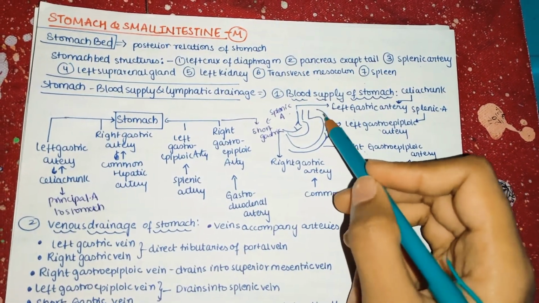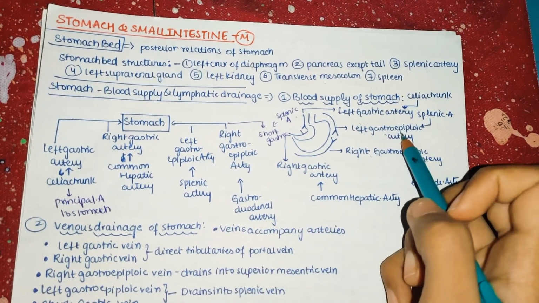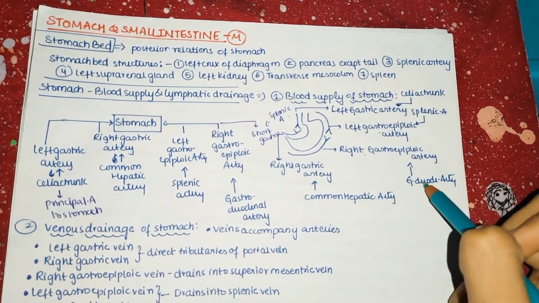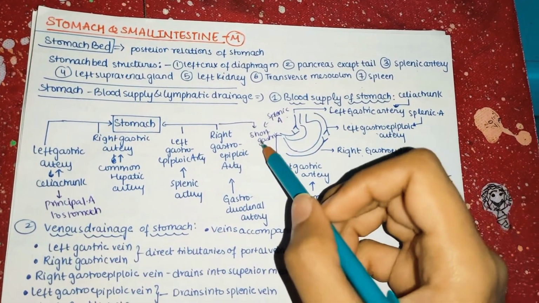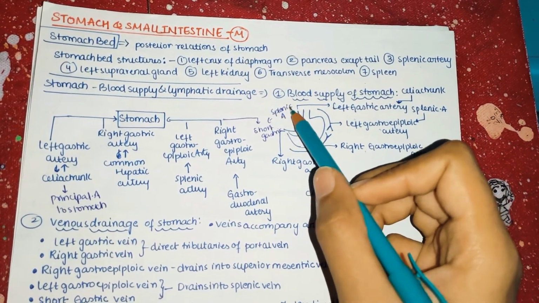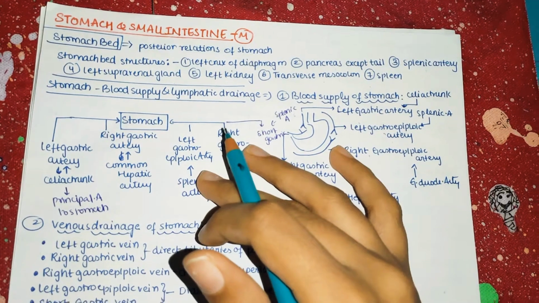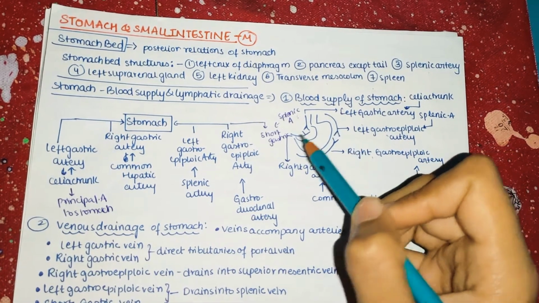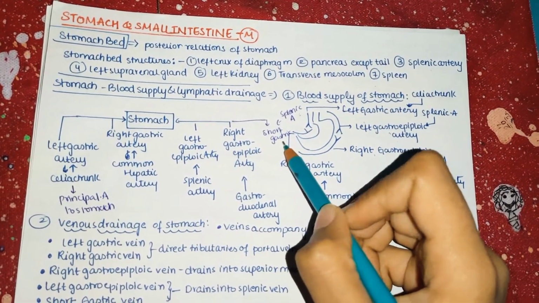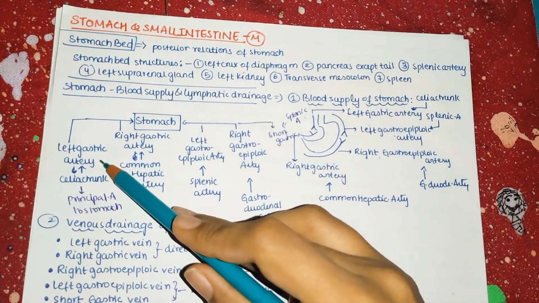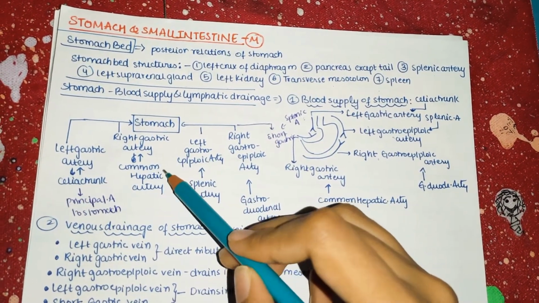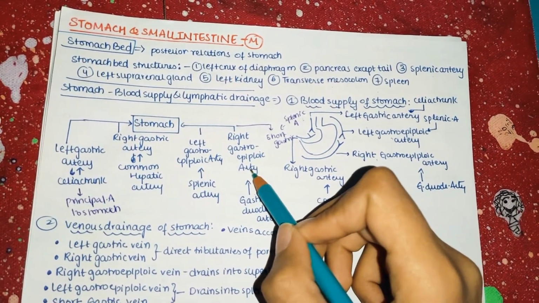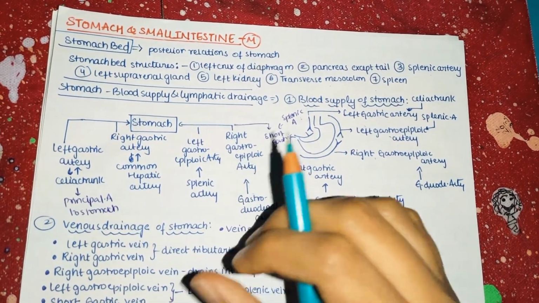Next, you have the left gastroepiploic artery, which is a branch of the splenic artery, and also you have the right gastroepiploic artery, which is a branch of the gastroduodenal artery. And the next one is the short gastric artery, which is coming from the splenic artery. So you can see here the different arteries. So the common among these is the splenic artery. The splenic artery is giving rise to both the left gastroepiploic artery and also the short gastric artery, whereas the celiac trunk is giving rise to the left gastric artery, the common hepatic artery giving rise to the right gastric artery, the gastroduodenal artery giving rise to the right gastroepiploic artery. So these are the different arteries of the stomach.